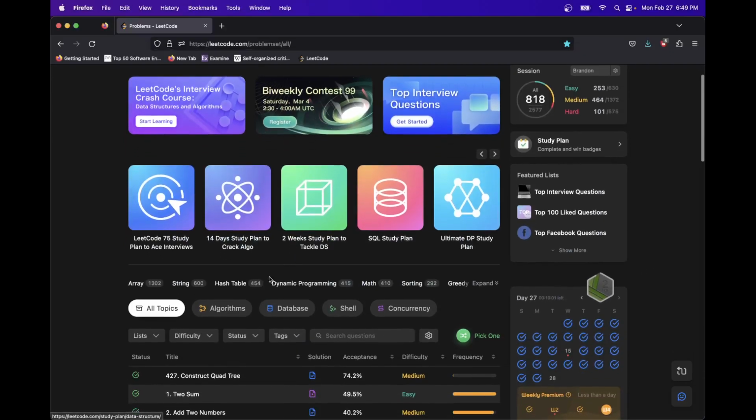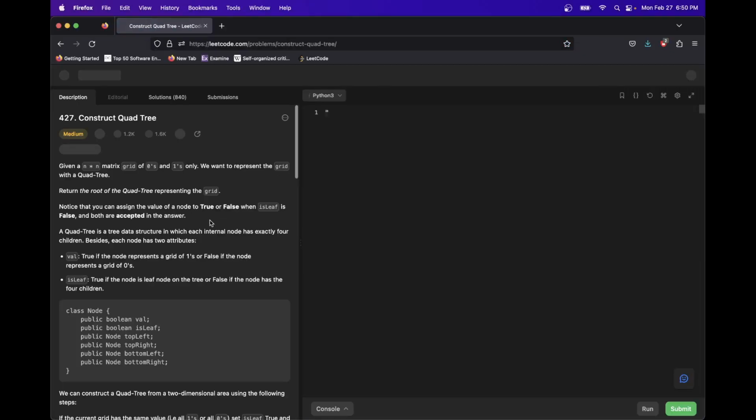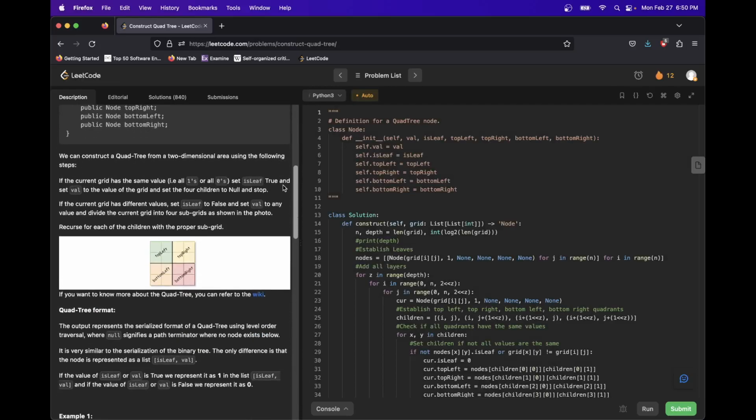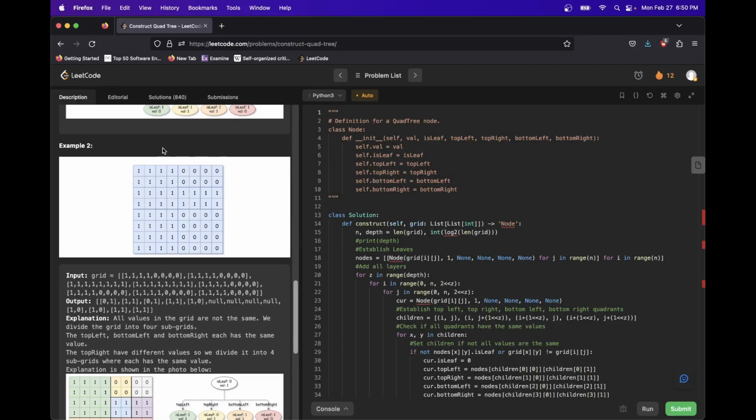So the daily problem is construct quad tree, which is sort of an interesting idea. I guess a quad tree is you're given this array of ones and zeros, and what you want to do is have each quadrant be a different node in the quad tree. So the root node just represents the entire square, and then the four child nodes of that root node are each quadrant of the entire square, and then the four child nodes of those are each quadrant of that square, and so on.